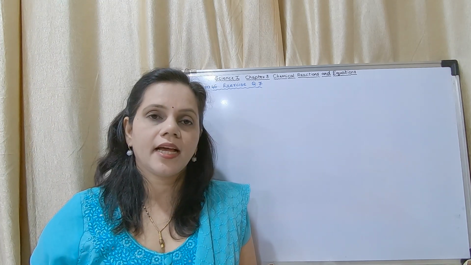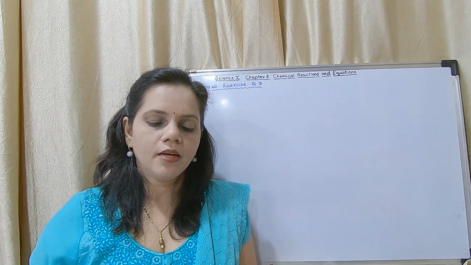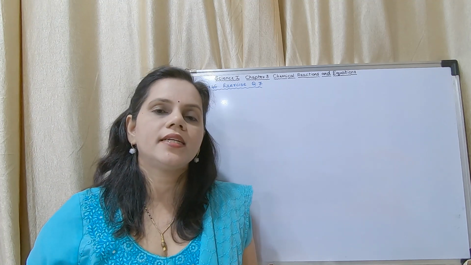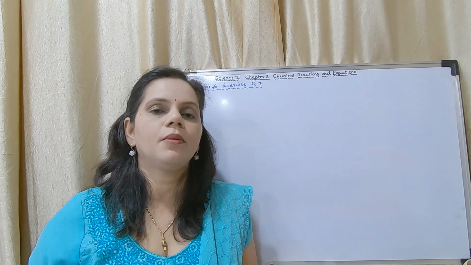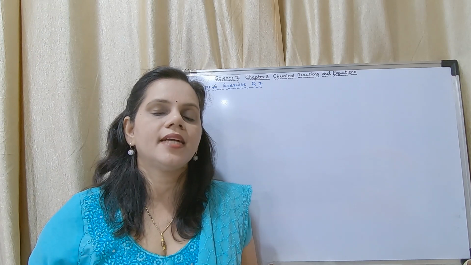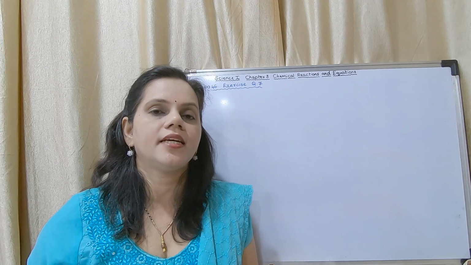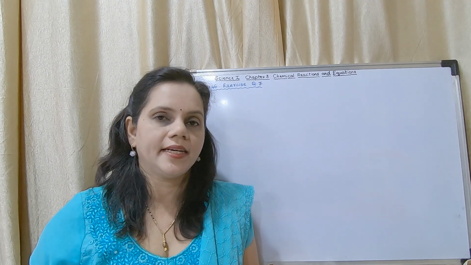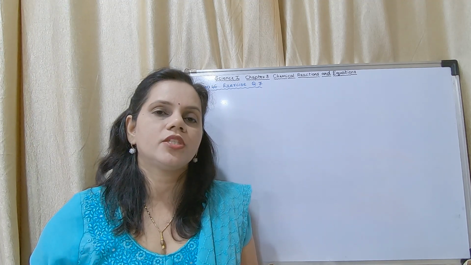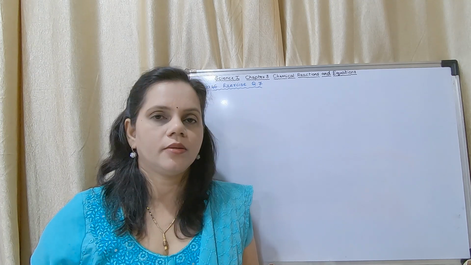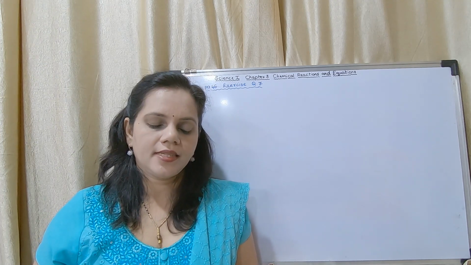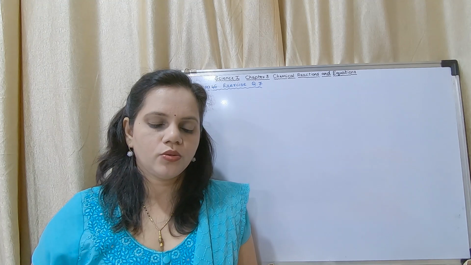2KClO3 gives, there is a triangle above the arrow, 2KCl plus 3O2. Now what does that triangle above the arrow mean? It means that heat is absorbed. Heat has to be supplied. The reactant has to be heated. Understood? That means it is which type of reaction? Endothermic reaction.